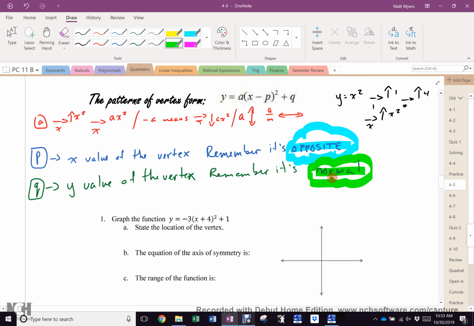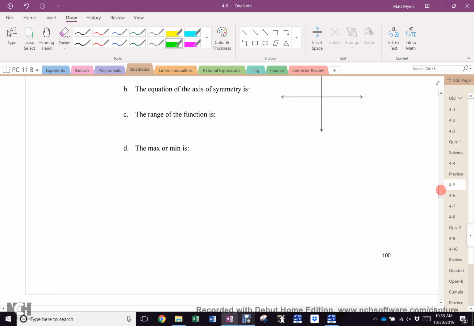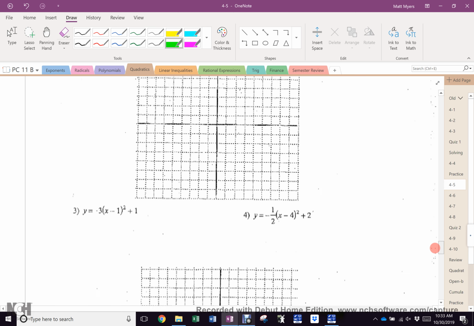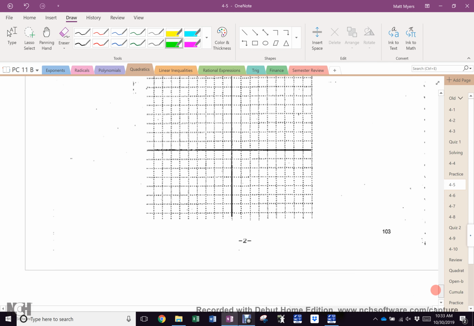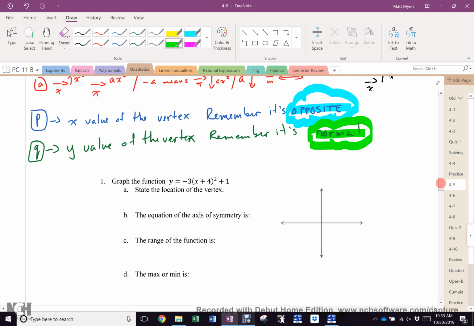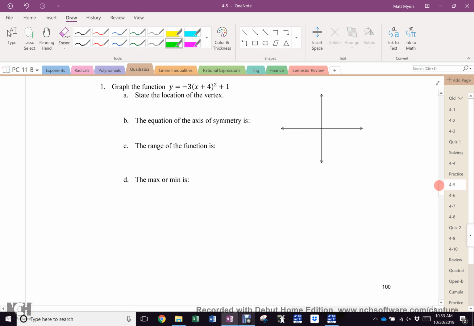Okay? Your job is to do 100, 101, and 102. Oh, and 103. So I'm going to do number 1 on page 100 right now with you, and then you're going to take over. Everybody cool? All right, let us begin, cabbages.